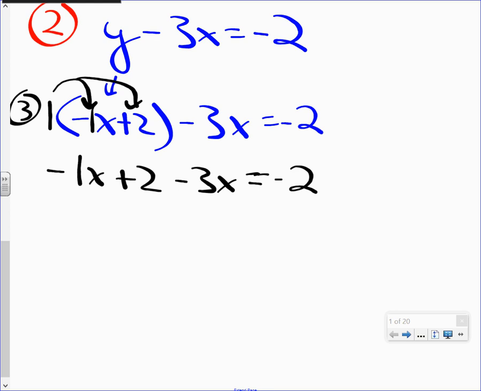Right, we distributed the 1 times everything in the parentheses. So 1 times that became this, 1 times 2 became that. So the parentheses are gone.